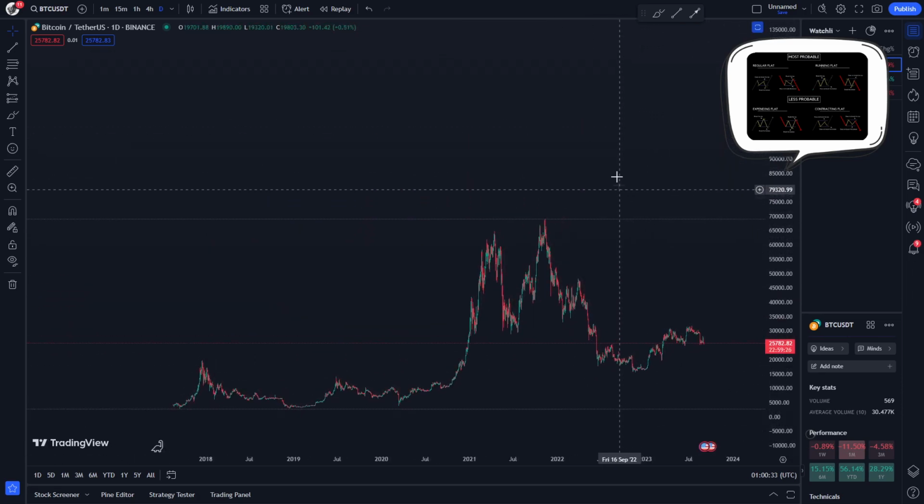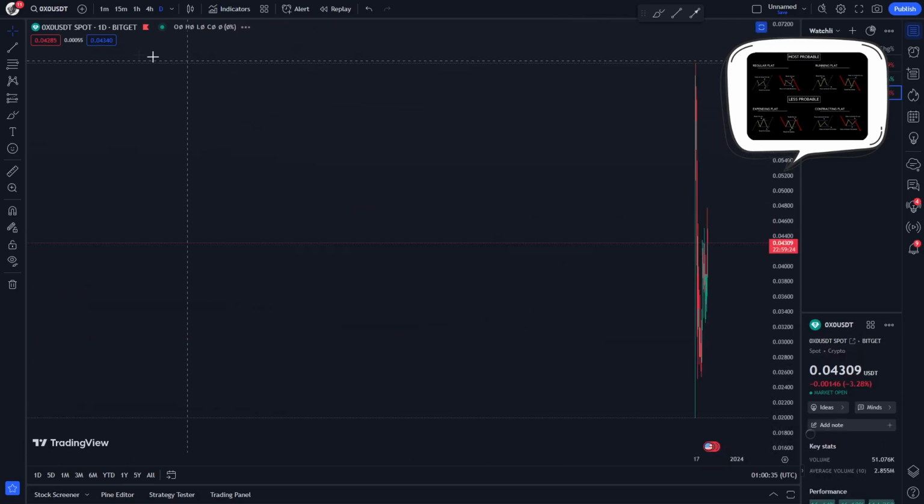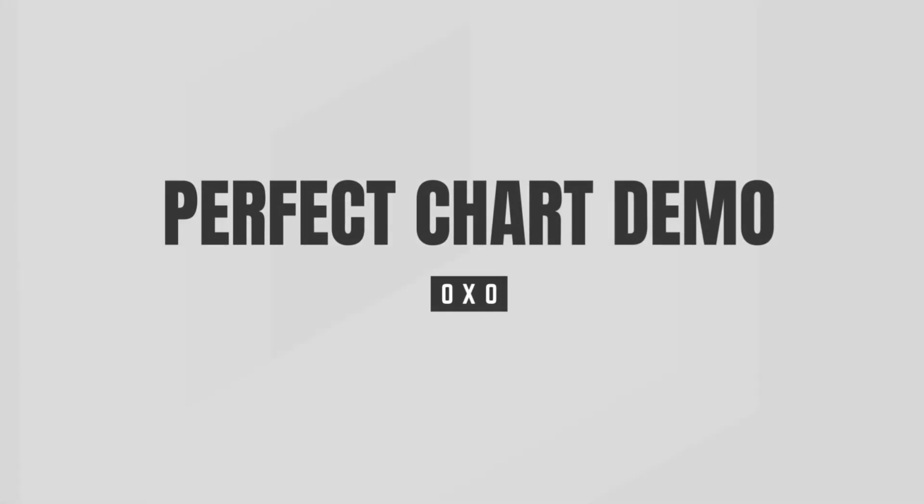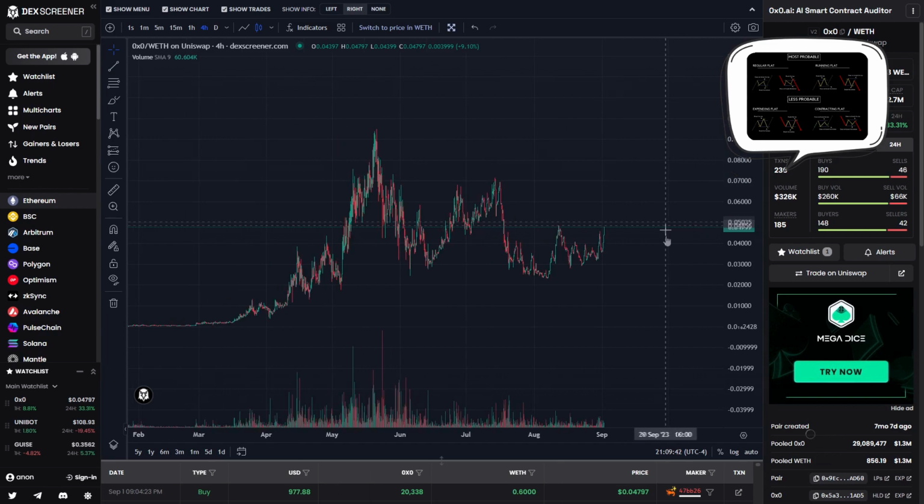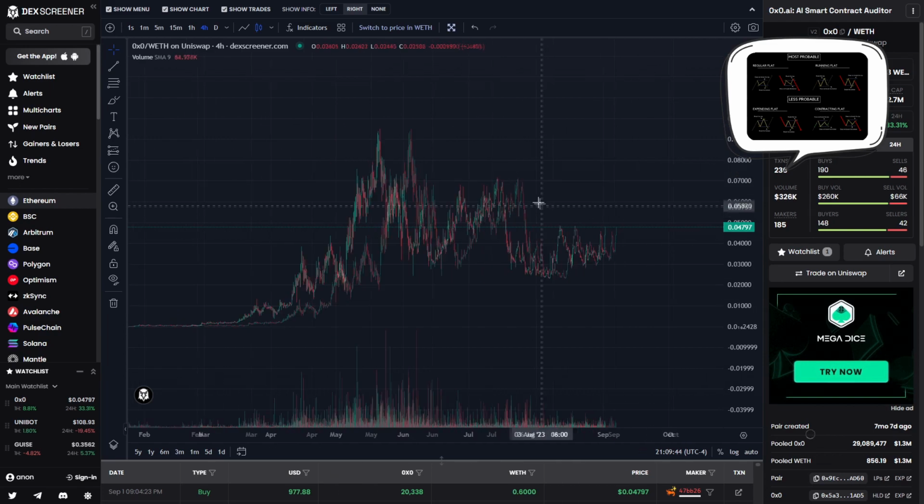So right there, that was an example on Bitcoin, nothing too interesting, but the chart I'll be talking about right now is a project called 0x0. So I'll put it right there. I had to pick up this chart on Dex Screener because it was not available on TradingView. But basically, the project is called 0x0.ai. It's an AI smart contract auditor, and it's a perfect example of what type of chart I'm looking for when it comes to trading. And I'll explain why.